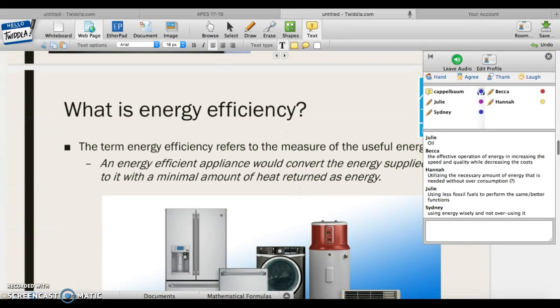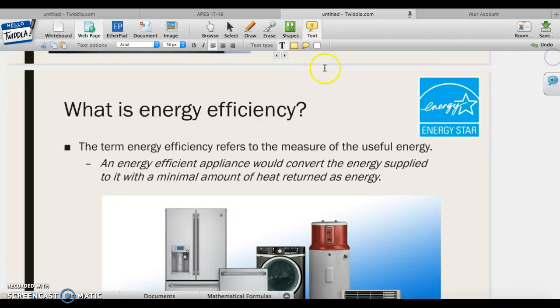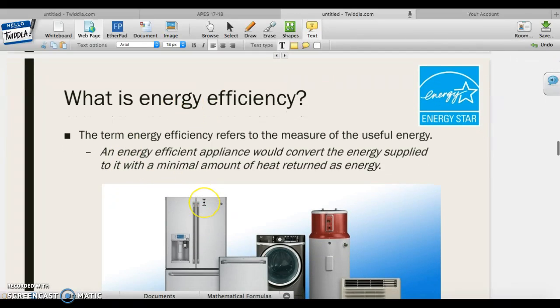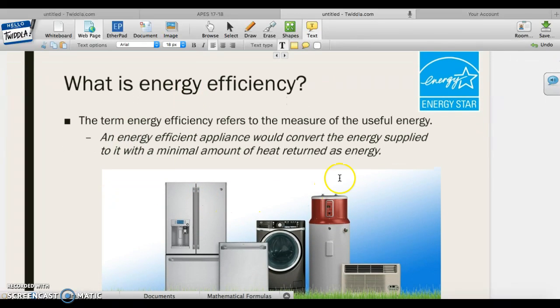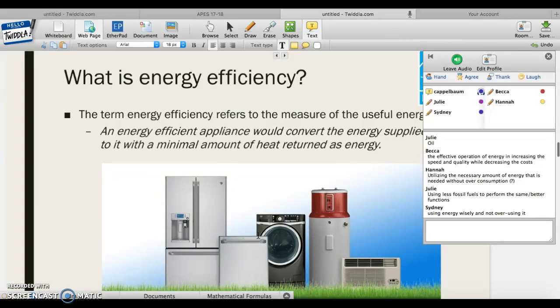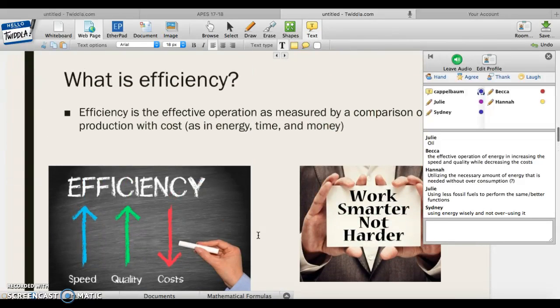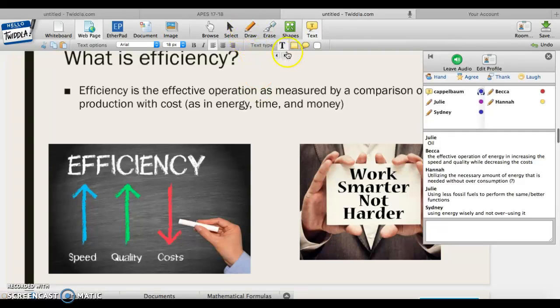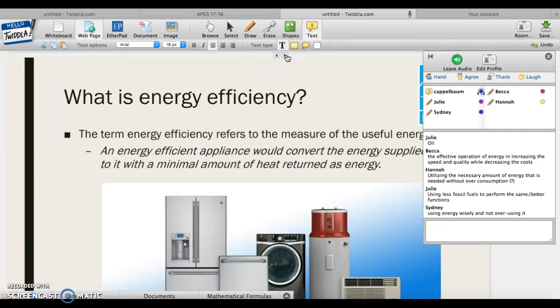All right. So this is going to be the measure of useful energy. An energy efficient appliance maybe came to mind. There's going to be this little logo here that just means it meets a certain standard of efficiency, and it's approved to be a low energy consumptive appliance. And that's primarily what you see on the market now, not so much the older versions where they were a lot more consumptive. Can you guys see that? Did I click over? Okay.